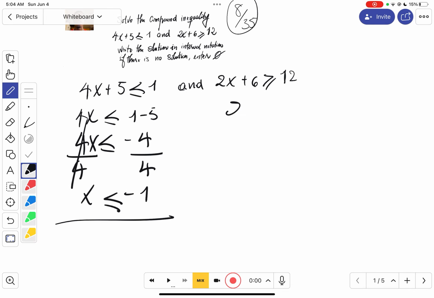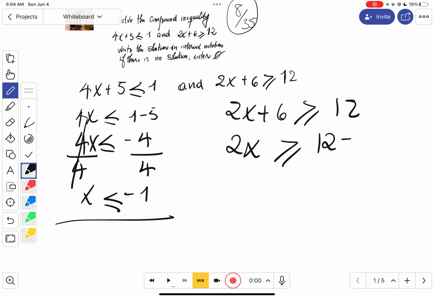So the other inequality, same thing. 2x plus 6 is greater than or equal to 12, so 2x is greater than or equal to 12 minus 6.